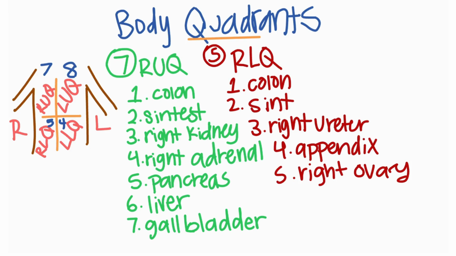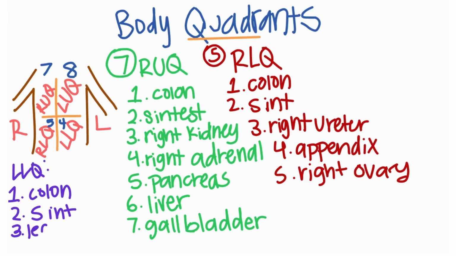All right, and now let's look at the left. So I'm just gonna write the left lower, right underneath. Since there's 4 organs, and we already know 2 of them, the colon and small intestine. So let's do left lower quadrant. Is going to be the colon. There's gonna be the left ureter and the left ovary.